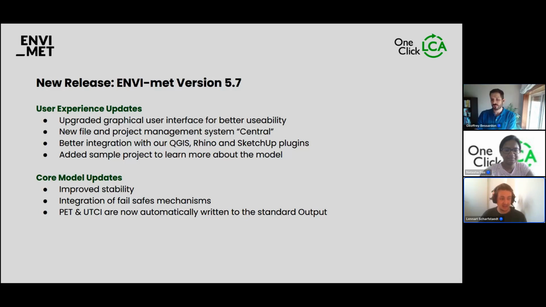We have integrated fail safes, especially for new users. This is important, and also the thermal comfort indices are now automatically written into the standard output, and this basically makes your life easier. That's about the new updates from our recent release.